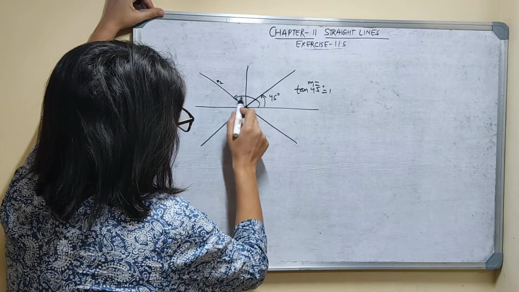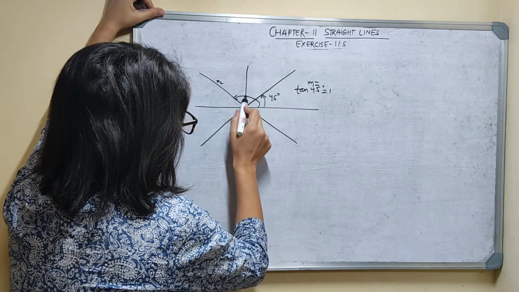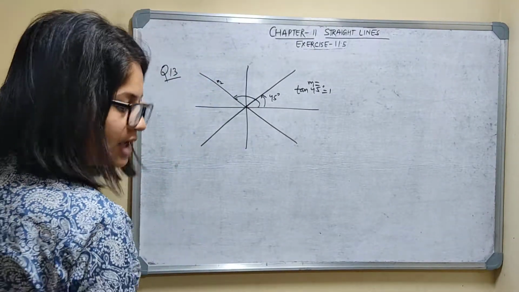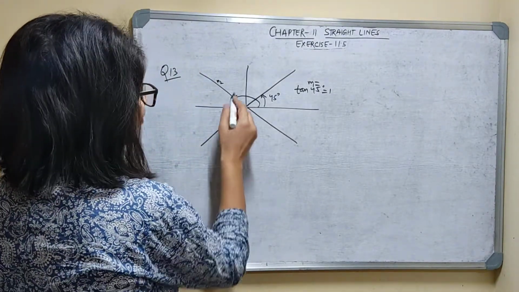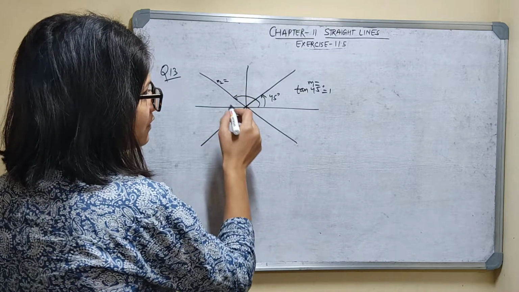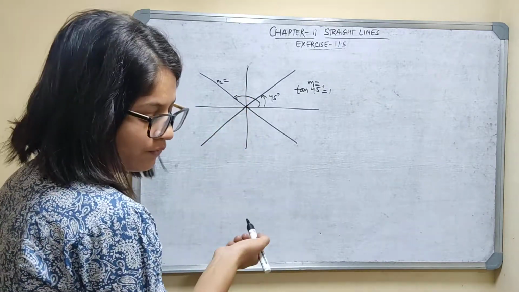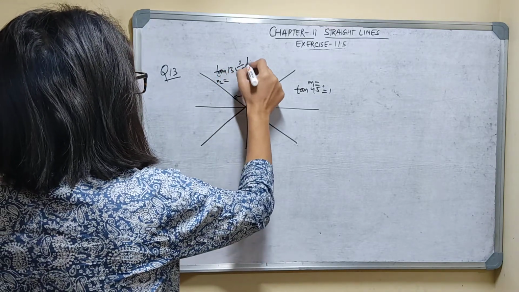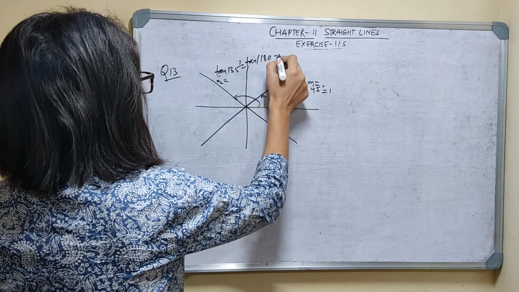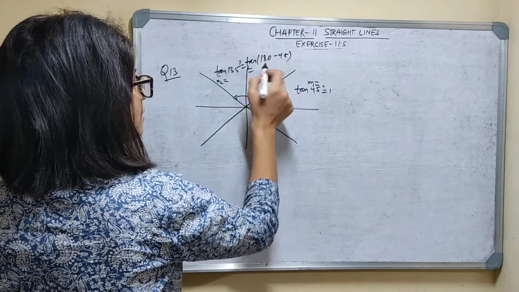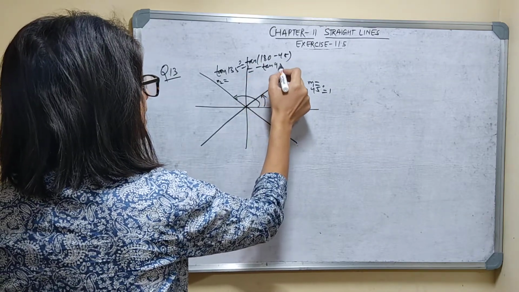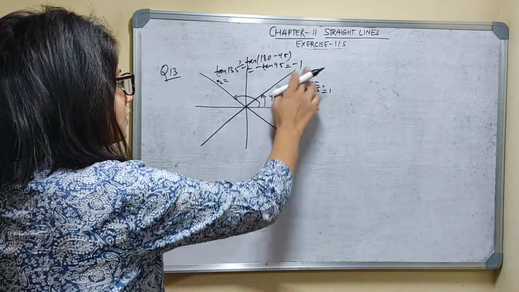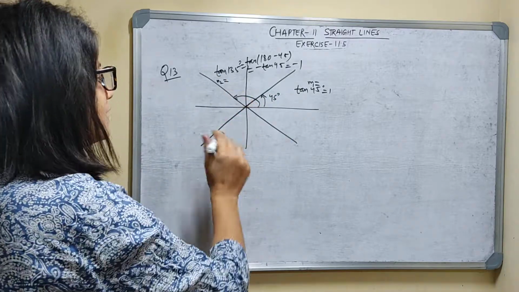This is 45, and this is 90. Or you can say this is 90 and this is 45, so that is 135 degrees. Is it clear? So tan 135 is tan of 180 minus 45, and I know tan 180 minus theta is minus tan theta, so minus tan 45. In this case, slope is minus 1. In this case, slope is 1. In this case, slope is minus 1.